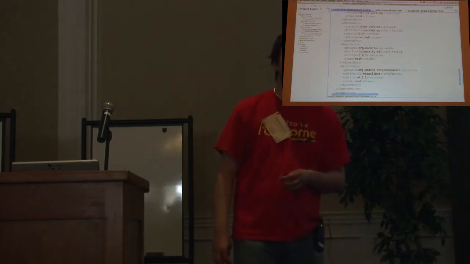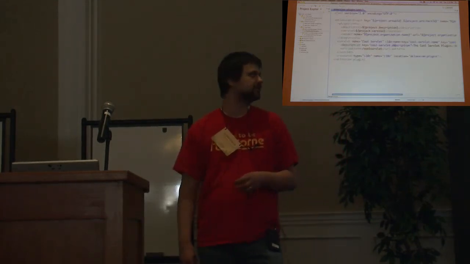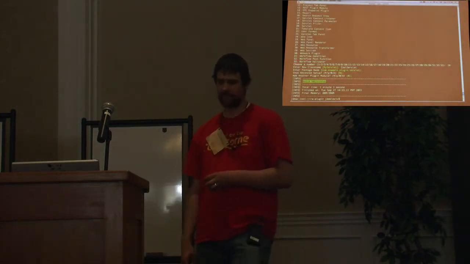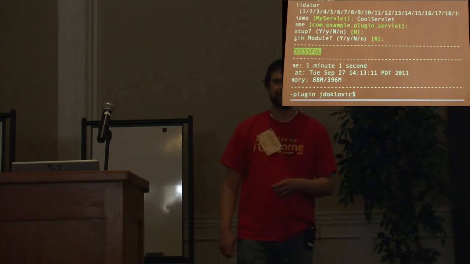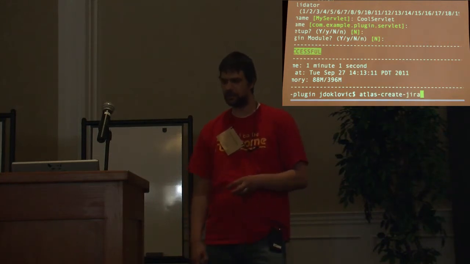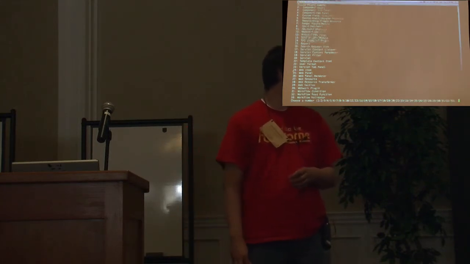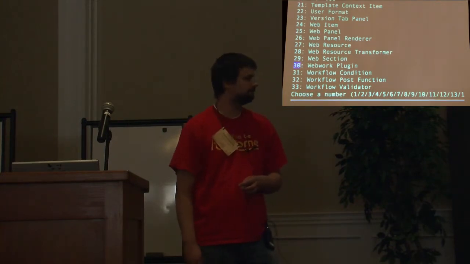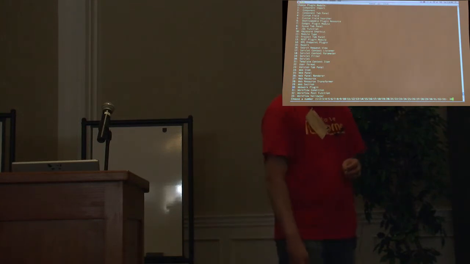But let's do something a little more real world. So in this case, I want to create a new action in Jira to display some content, and I'm going to link that with a web item. Back to my command line, and again, I'm going to run our command atlas create Jira plugin module. And we'll get our familiar list of plugin modules. And this time, I'm going to look for the WebWork module. So WebWork seems to be number 30 in our list. So we'll go ahead and type in number 30.